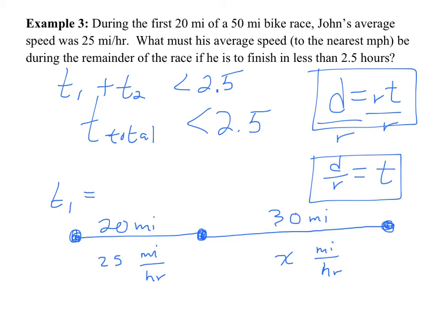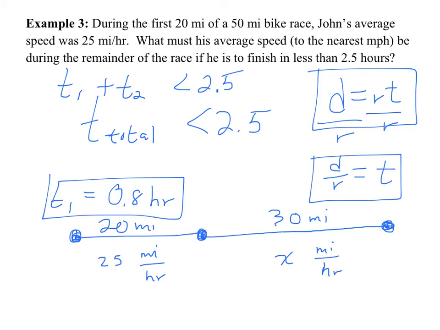So the distance traveled, 20 miles, over a rate of 25 miles per hour. 20 over 25 is 4/5 as a fraction. So this is 0.8 hours. That's the time for T1.